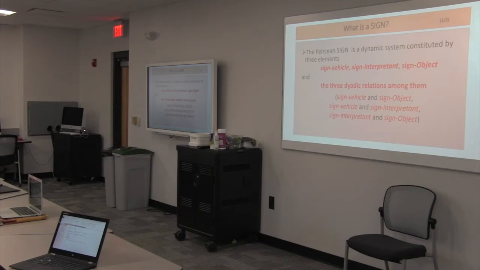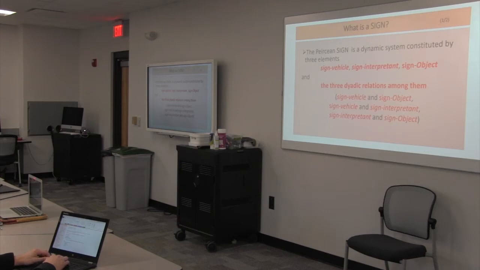It's a system of three things. It's the Sign, and with little letters, it's the sign vehicle, the sign interpretant, or the sign object. And we are going to go into the sign interpretant, because it's where we can see that usually the Saussurean theory of signs takes into account the sign vehicle and the sign object, but it leaves behind that idea of the sign interpretant.